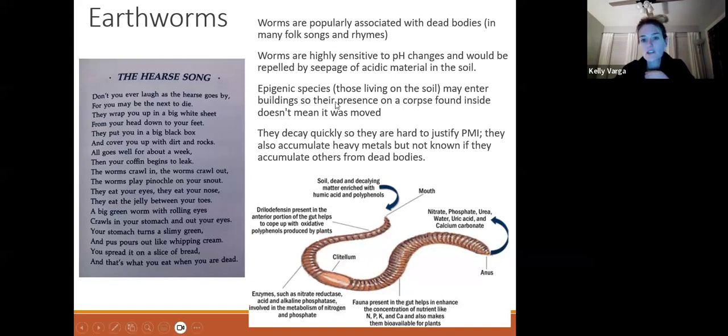So epigeic species, those living on the soil, may enter buildings. So their presence may be found with a corpse, but it's purely accidental. And they decay very, very quickly because they're soft-bodied, so it's really hard to justify their use for PMI. They also accumulate heavy metals, but it is not known if they accumulate other things, or also heavy metals, from dead bodies. So again, lots of research still to be done.